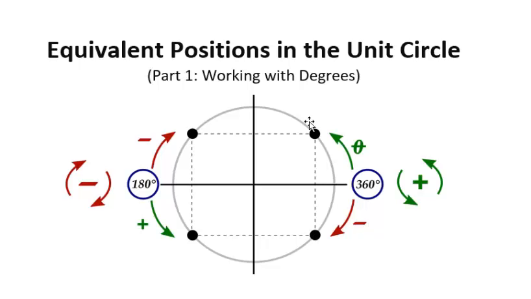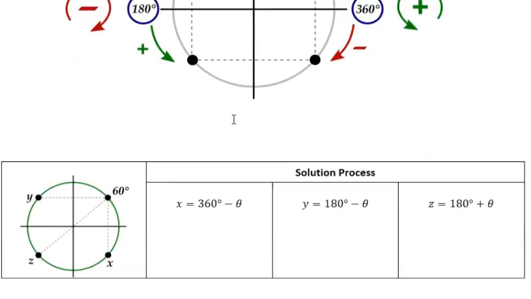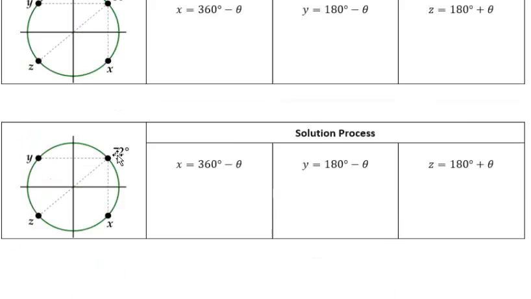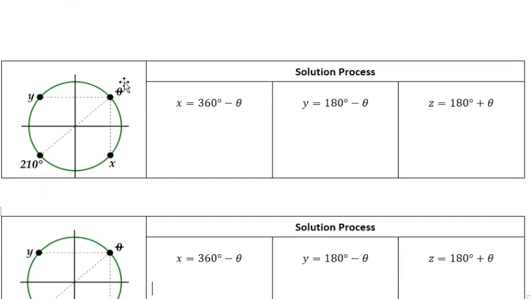Basically everything depends on this first angle. So it's pretty easy to find these positions once you know the first angle. It's just subtracting from 180, adding to 180, or subtracting from 360. So let's try solving some exercises to see if we can apply this. Okay, so I'm gonna use the letters X, Y, and Z to call each one of these positions, and for the initial position I'm gonna use the letter theta.